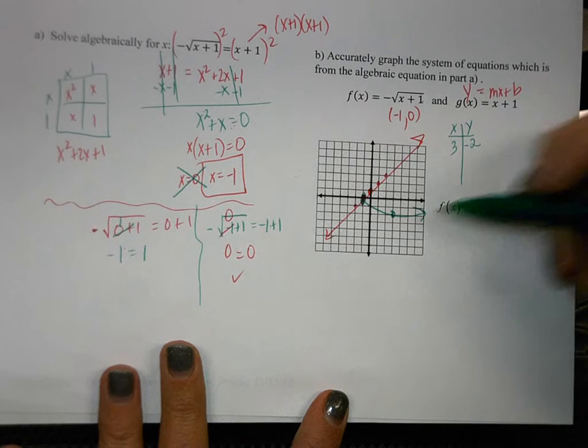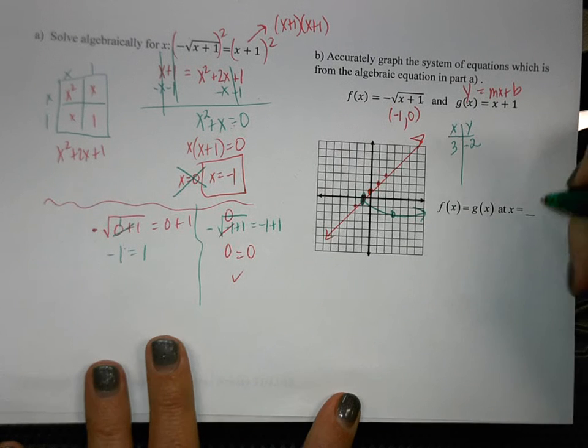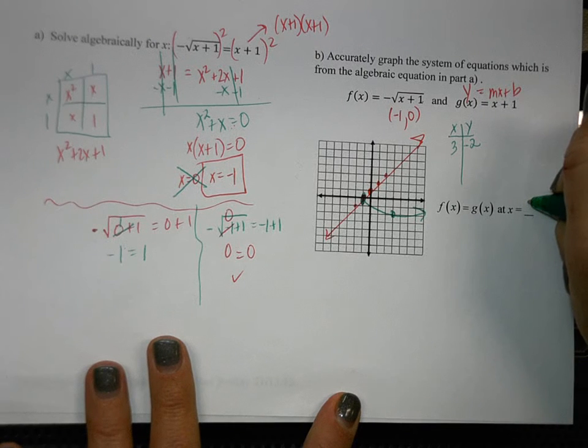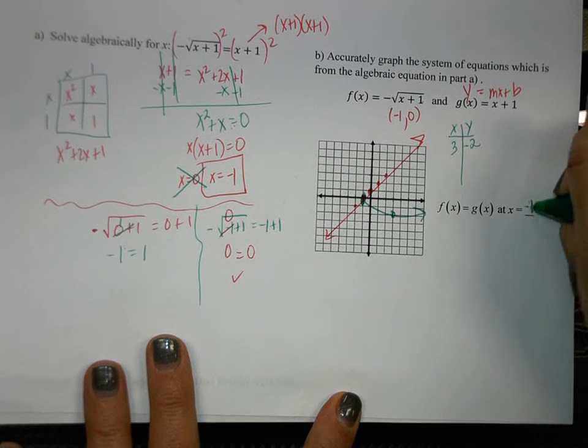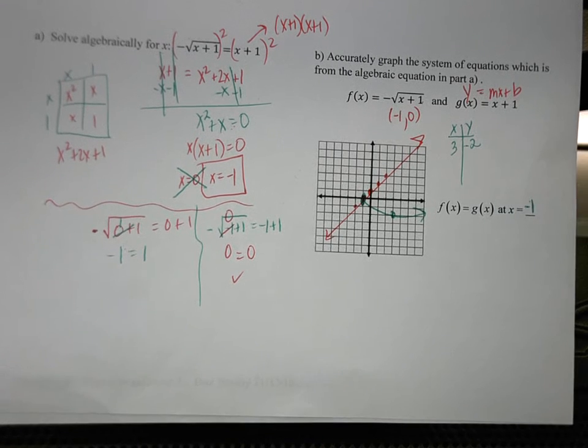And the two graphs intersect at x equals, yes, negative 1, sorry. Okay. Any questions there? No? Okay. So we should know how to do most of these problems, but we're just going to go through them to make sure.